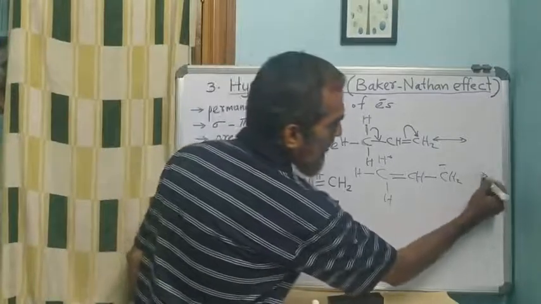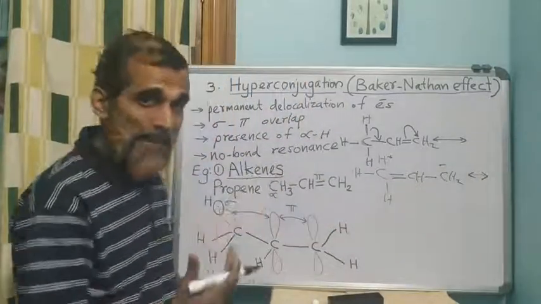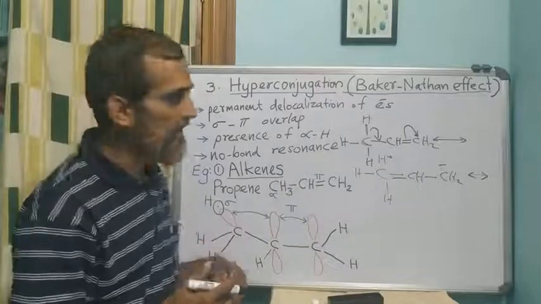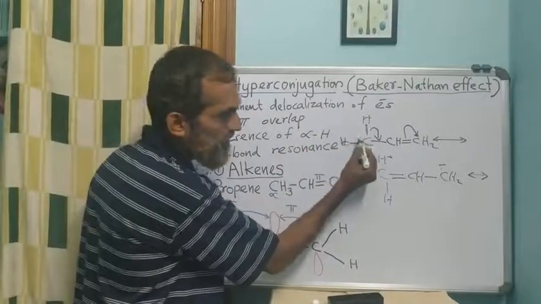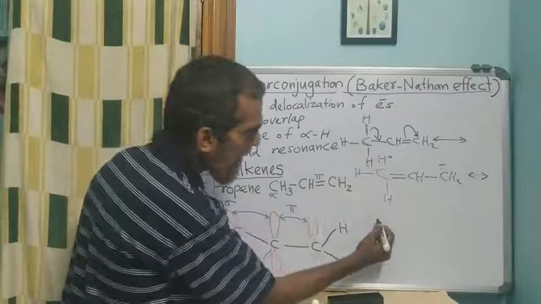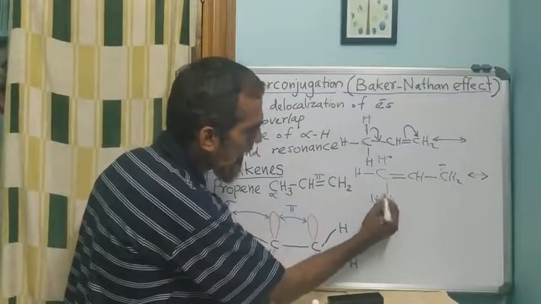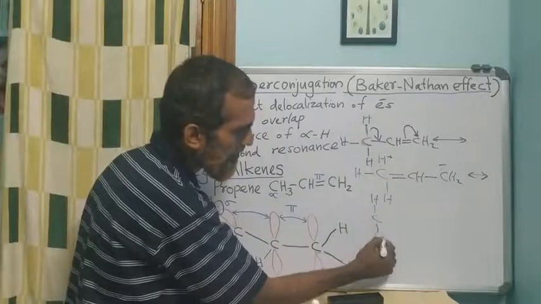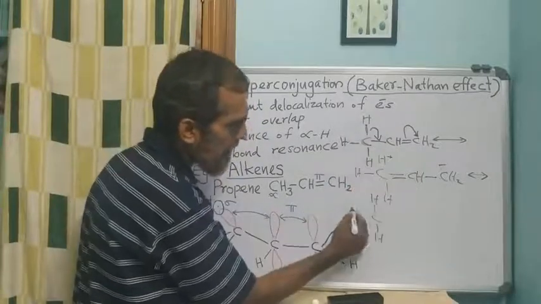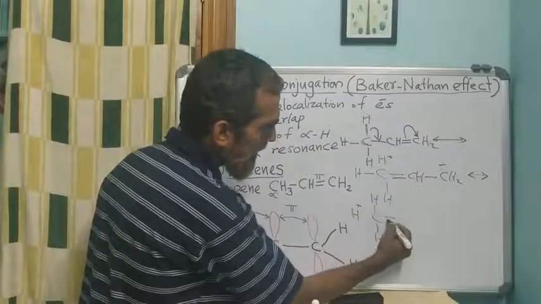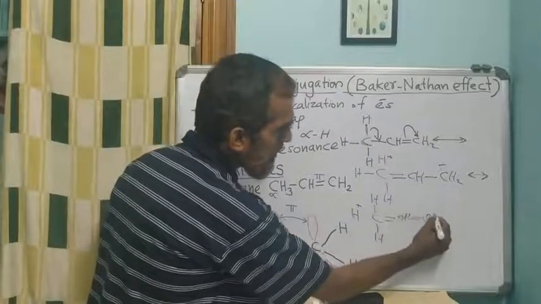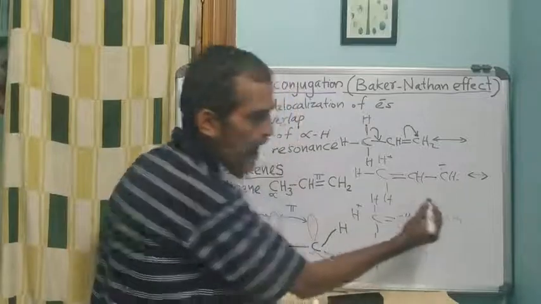Now we can draw as many structures as there are alpha hydrogens. This is one alpha hydrogen. We can draw another structure making use of this alpha hydrogen, this one. Then the structure will be like this. So we will keep these 2 hydrogens intact, and this is shifted. So H will be with no bond here, H plus, double bond CH, single bond CH2, and lone pair negative charge.